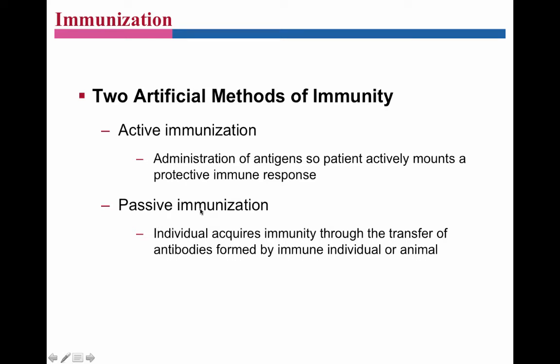In other cases, though, that hasn't been possible, and you can actually use passive immunization. This happens in breastfeeding mothers, for example. Breastfeeding mothers will pass antibodies to the infant through breast milk, and this will allow the infant to acquire immunity. So there's a transfer of antibodies from the immune mother to the breastfeeding baby.